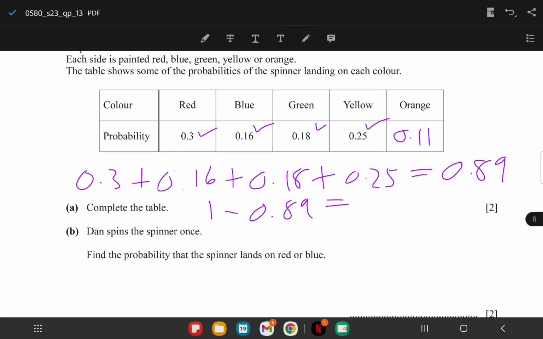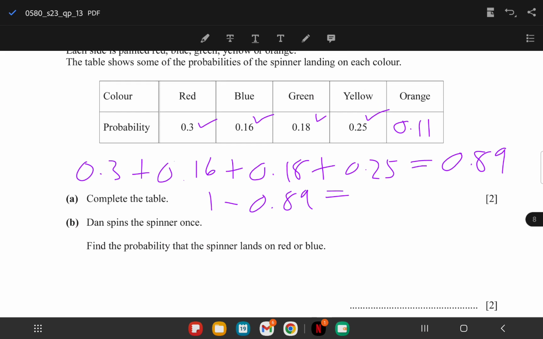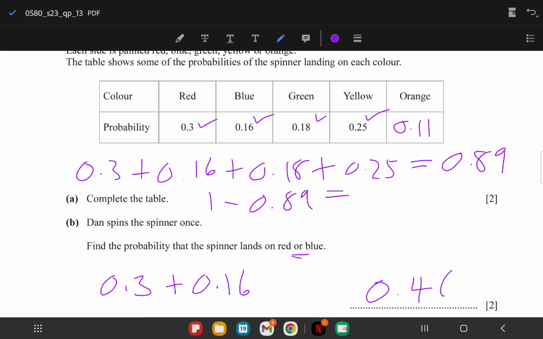Okay, Dan spins the spinner once. Find the probability that the spinner lands on red or blue. Keyword here is or. When we see the word or in probability, it means that we are going to add our different probabilities. Now, the probability of landing on red is 0.3. The probability of landing on blue is 0.16. So if we add those two together, we get 0.46. That is the probability of landing on red or blue. We join the probabilities together.